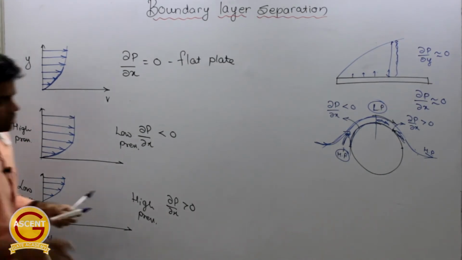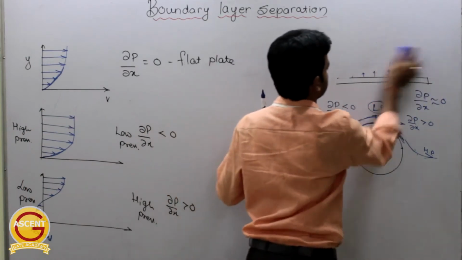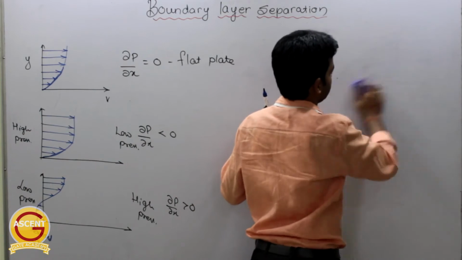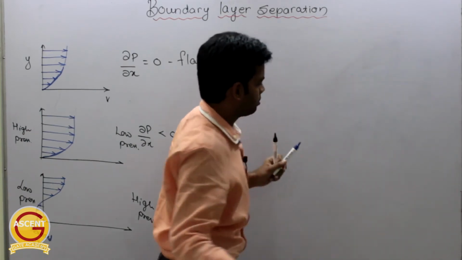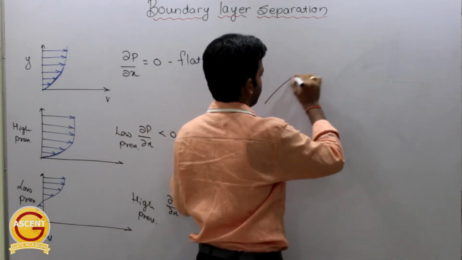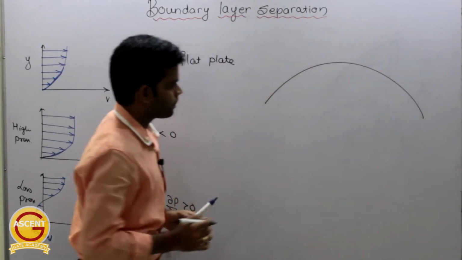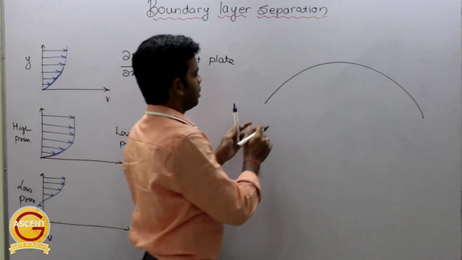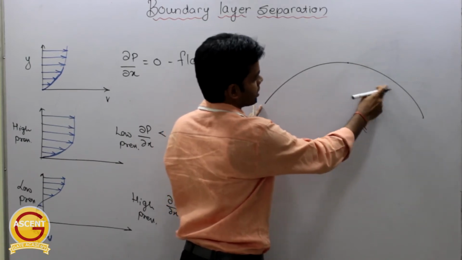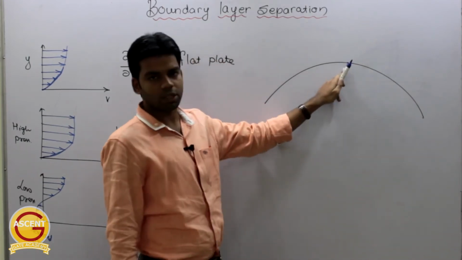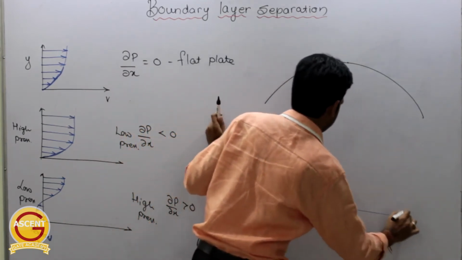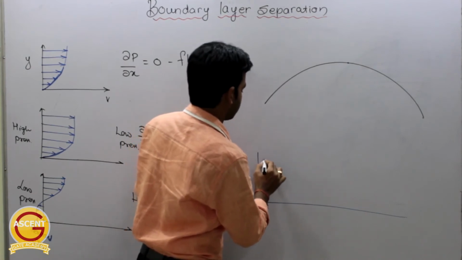Okay, now coming to the curved surface, let us understand how boundary layer separation occurs. Suppose we have this curved surface like this. As I have told you, in this region up to this point the pressure will decrease, and after this point the pressure will increase. That means the lowest pressure will be at this point. So if I draw the pressure variation, it will be like this.